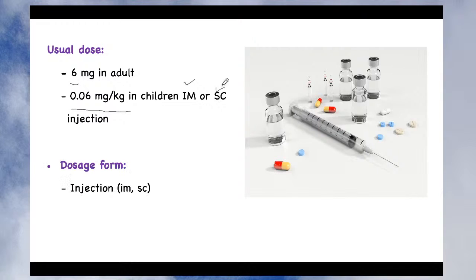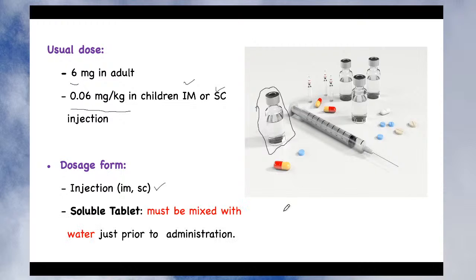Let's see what dosage form we can use. We can use the injection, that is intramuscular or subcutaneous injection. So obviously the drug should be present in a solution form, and through the vial you can take the injection and that can be given to the patient. The injection which is intended for the IM or subcutaneous route.